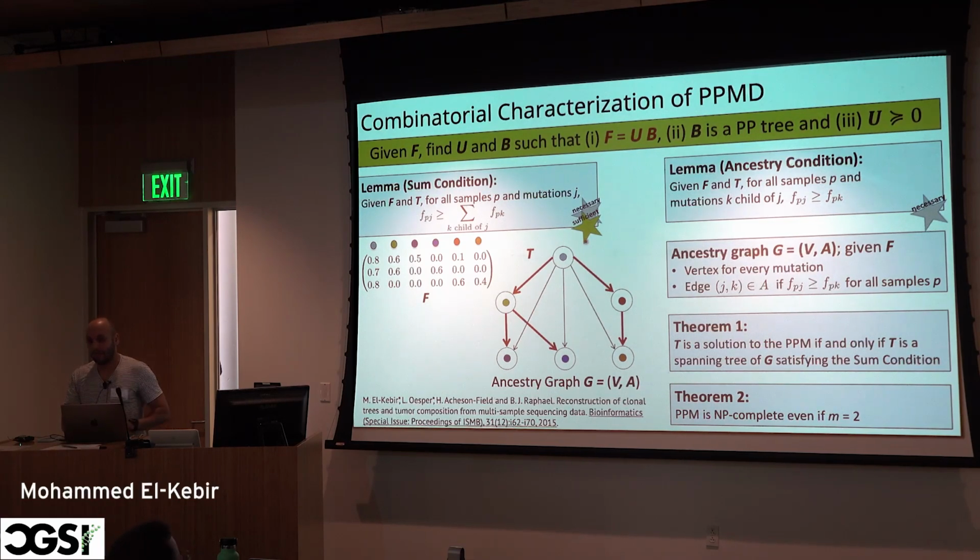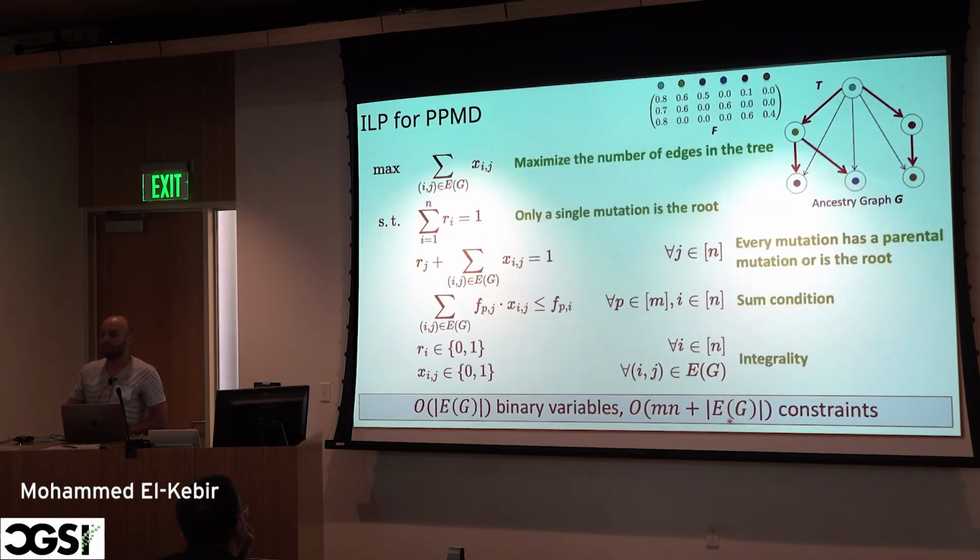And these are not just any spanning tree. These have to be spanning trees that meet this additional condition, the sum condition, meaning that the frequency of the parent has to be greater or equal to the sum of the frequencies of the children. I'm not going to explain why this is the case. Just trust me on this. We have a proof that shows that this is really the solution space. But we also show that this is really hard to solve. It's an NP-hard problem. But you can do this with integer linear programming.